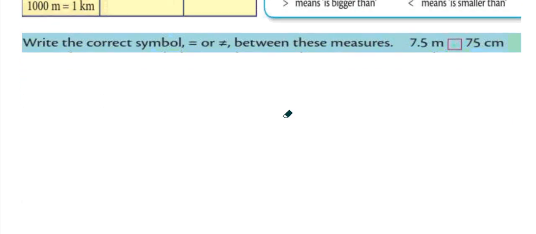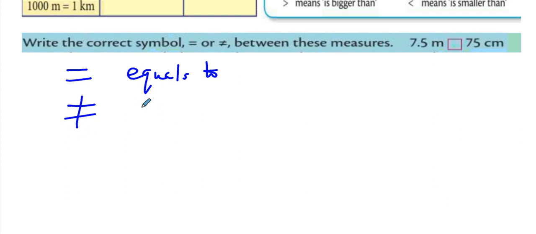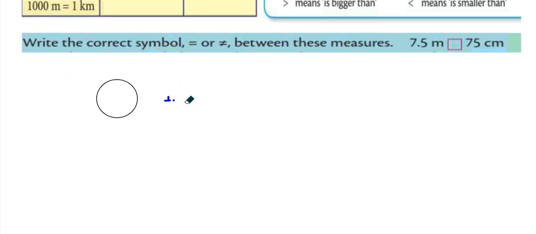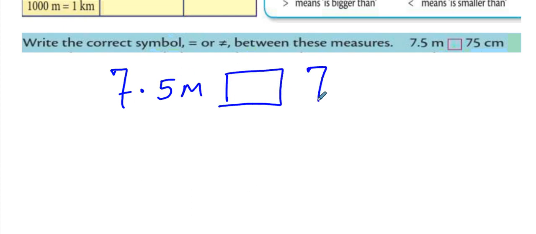Write the correct symbol. Here we are told to write the correct symbol. This symbol means equals to. This symbol means not equal to. You see, not equal to. Now, we want to make a judgment: you have 7.5 meters, there is a box here, and you have 75 centimeters. The question is, will you keep equals to, or will you keep not equal to?